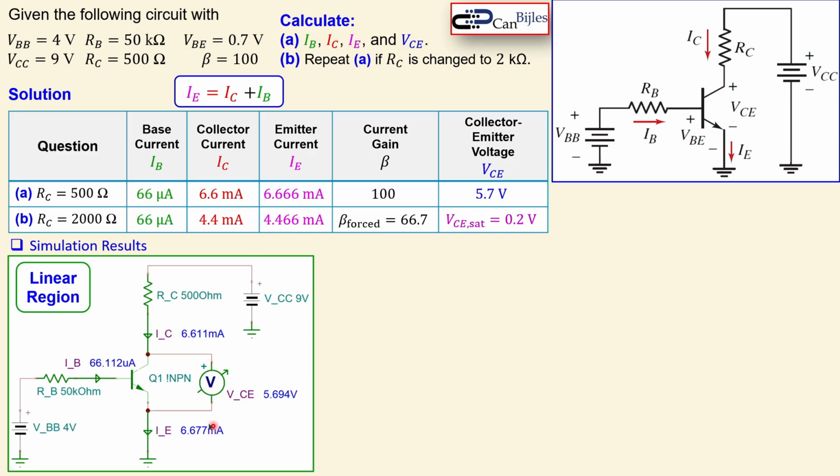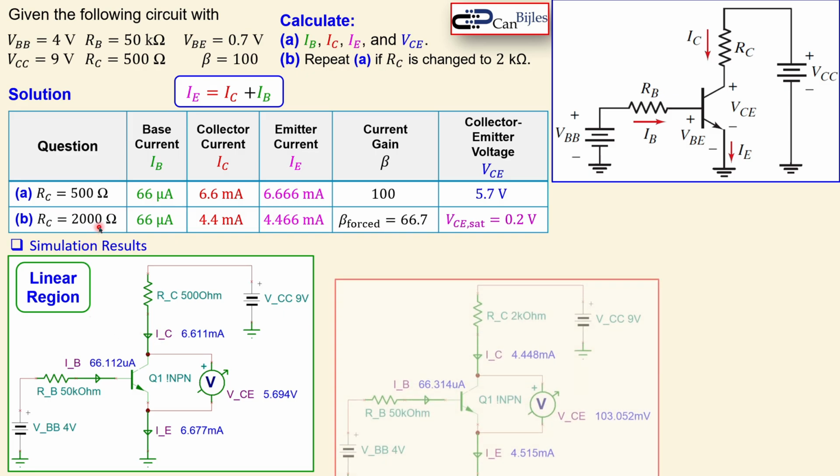6.666 milliamps, also very close to what we have. It is a little bit different. And we also have 6.611 milliamps here, which is a little bit larger than that one. This is also very close to what we have calculated. So you can say the simulator is very close to what we have calculated.